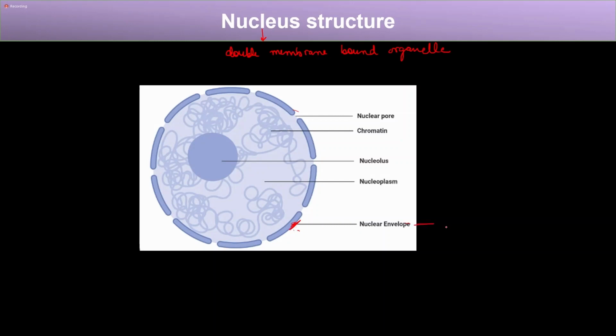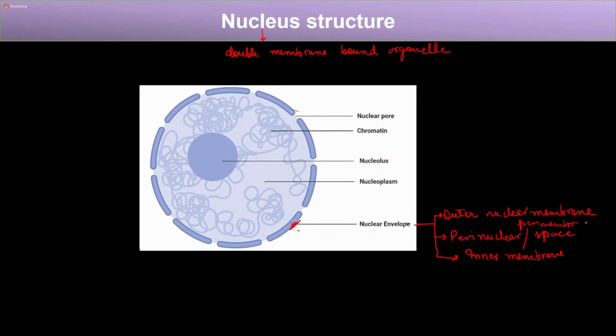Now this nuclear envelope also has different parts, right? There is the outer nuclear membrane, then it has the inner membrane, and it also has the perinuclear space. So the nuclear envelope has these three components: the outer, inner, and the intermediate, right?